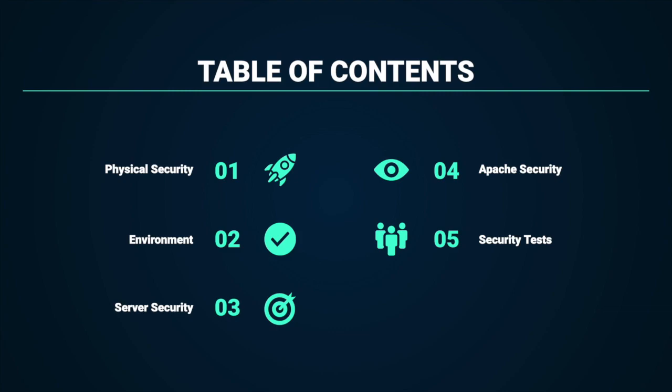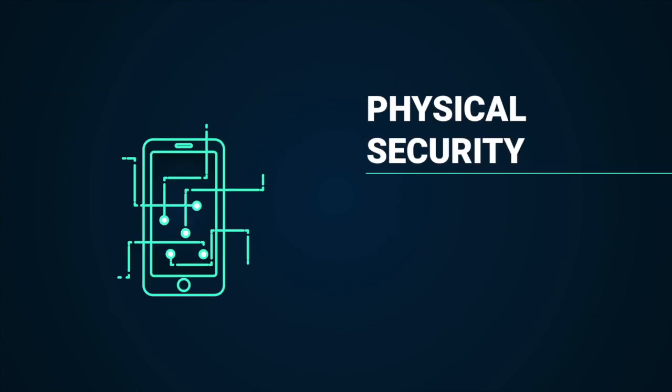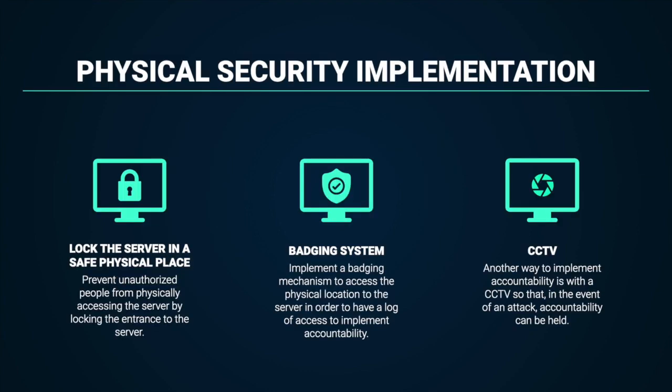We will be presenting in the table of contents in which we divide the five stages. First, the physical security of the server, the environment in which it will be implemented, and after this we have the three most important modules to secure the server: the server security, the Apache security, and the security tests once we implemented the Apache. So first, we'll start with the physical security.